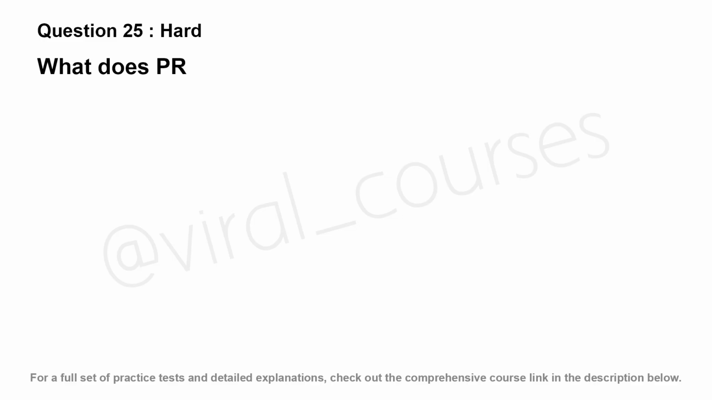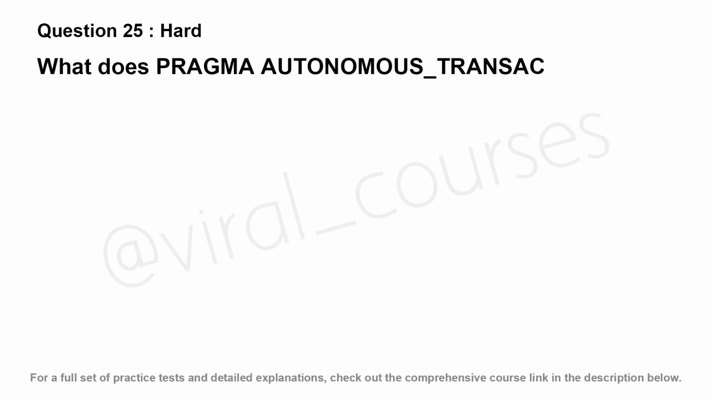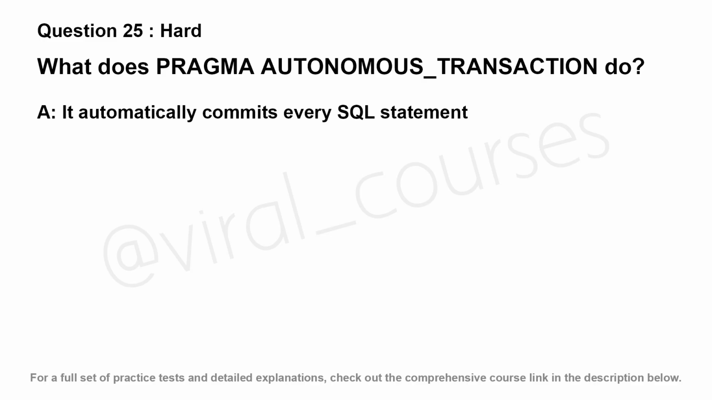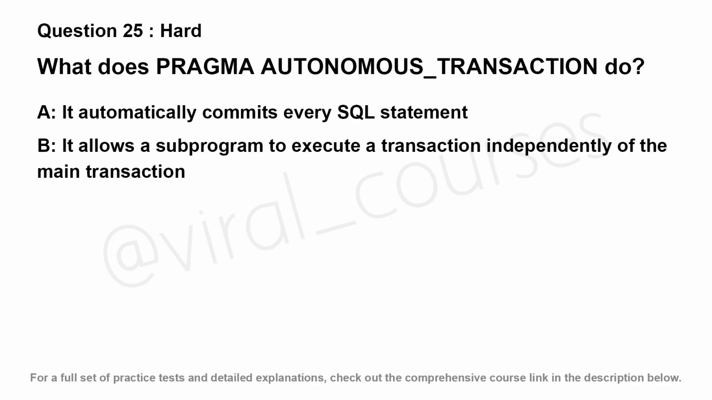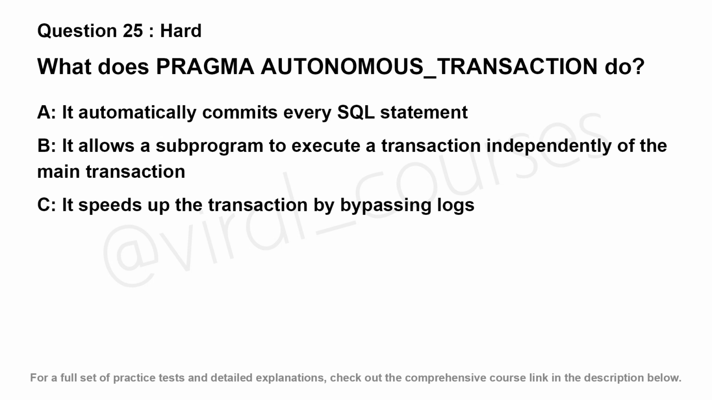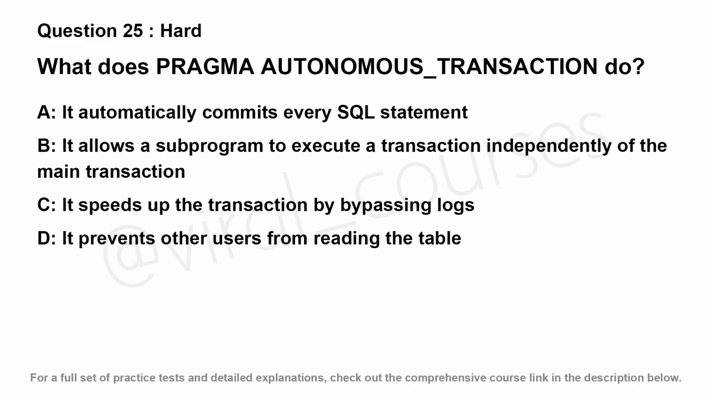What does PRAGMA AUTONOMOUS_TRANSACTION do? Option A. It automatically commits every SQL statement. Option B. It allows a subprogram to execute a transaction independently of the main transaction. Option C. It speeds up the transaction by bypassing logs. Option D. It prevents other users from reading the table.